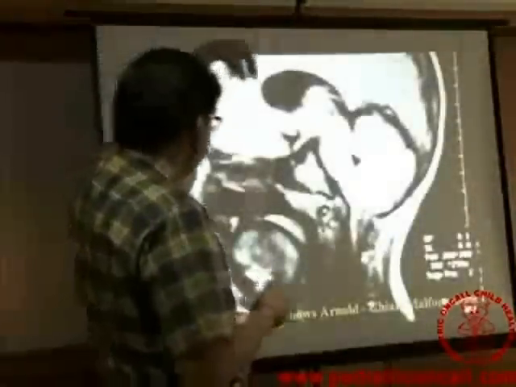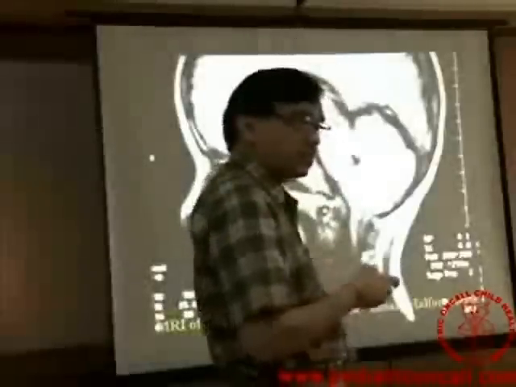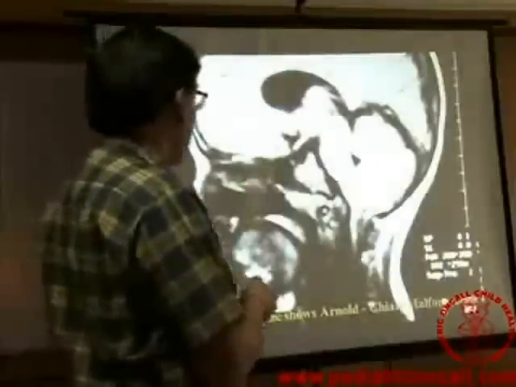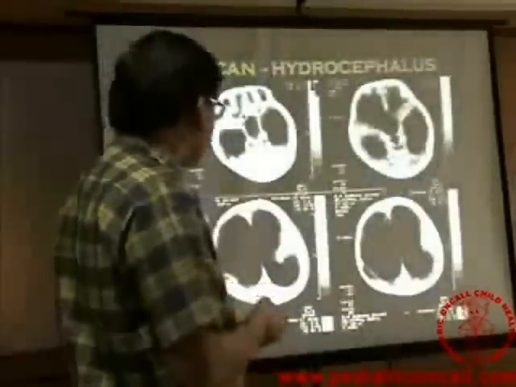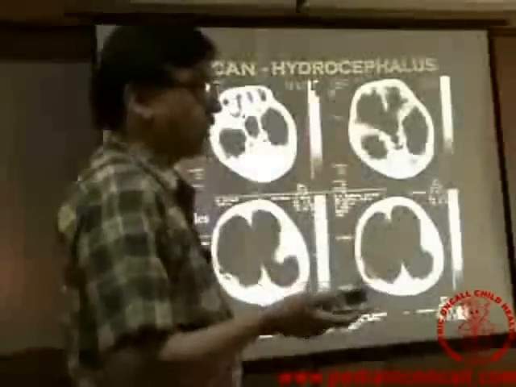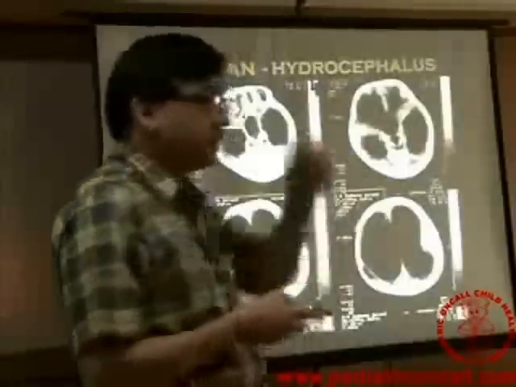See, this is the classical one where the cerebellum has sort of herniated down into the spinal cord and it is getting blocked, and which is why there may be a hydrocephalus. A CT scan would show grossly dilated ventricles, which would tell you that this is definitely hydrocephalus.